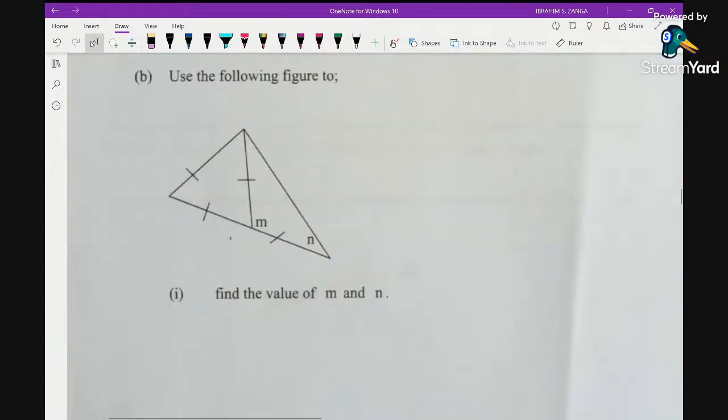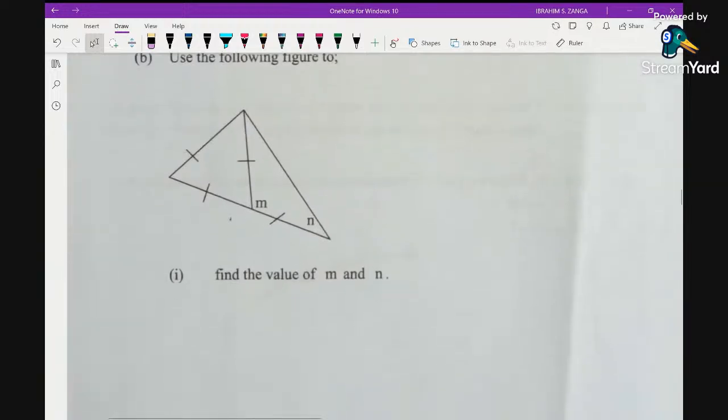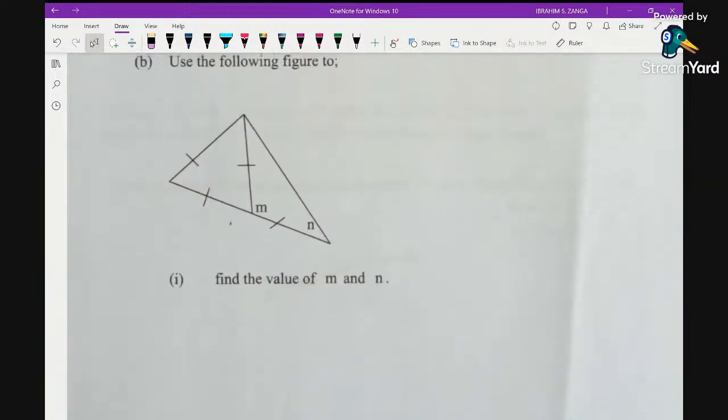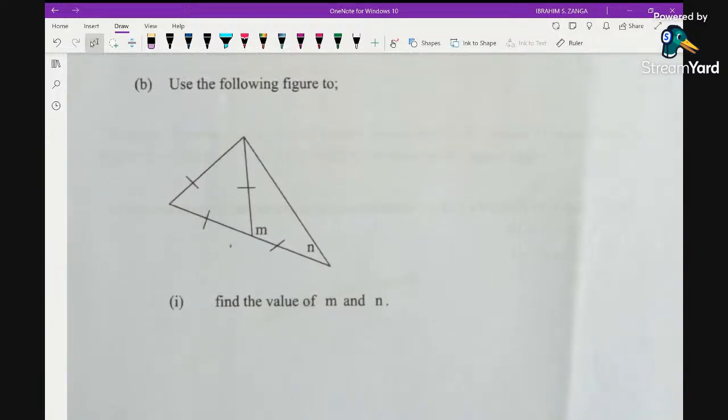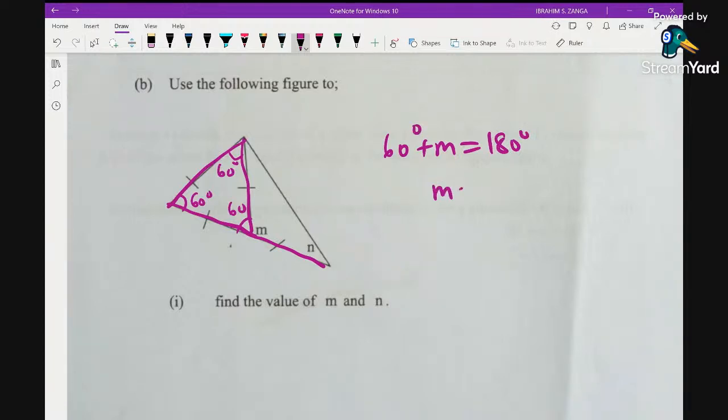That is 4A. 4B, use the following figure to find the value of M and N. Okay. So the first triangle here, it is equilateral triangle, as we have seen it here, meaning that this angle here is 60. That is 60 and that one there is 60. So because this is a straight line, we know that 60 plus m is 180 degree. So the value of m will be 180 minus 60 degree. The value of m will be 120 degree.